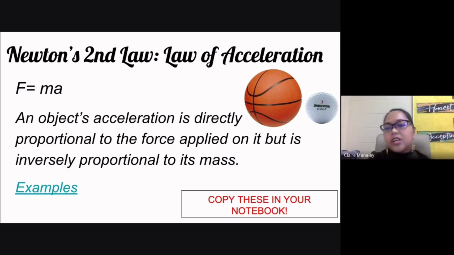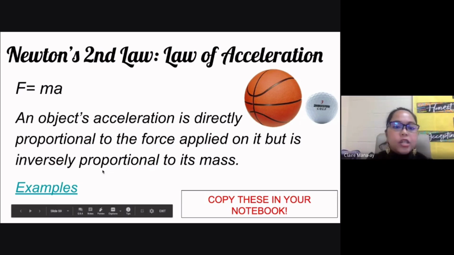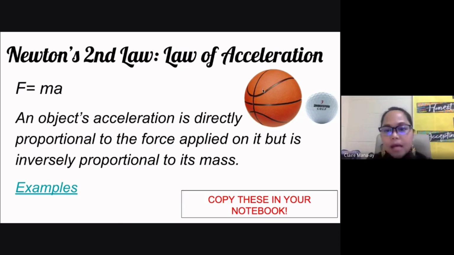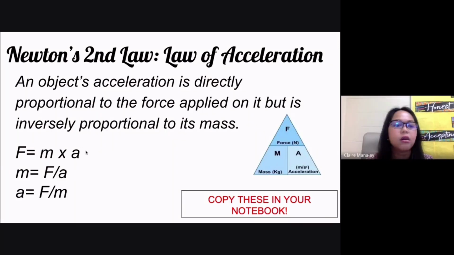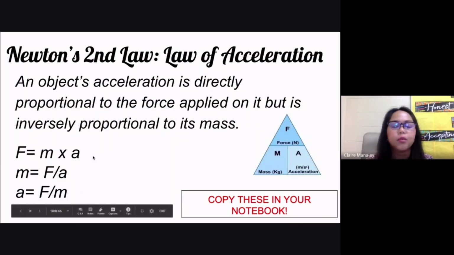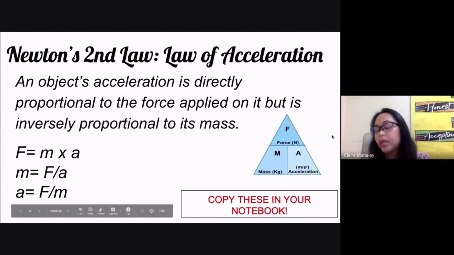That's correct. Both of you are right in saying that the golf ball is going to have a higher acceleration because it is lighter, it has a lighter mass. And so it says here, acceleration is inversely proportional to its mass. So the bigger the mass, or the heavier the object is, the less acceleration it would have. These are the different formulas that we are going to be using in today's activities.